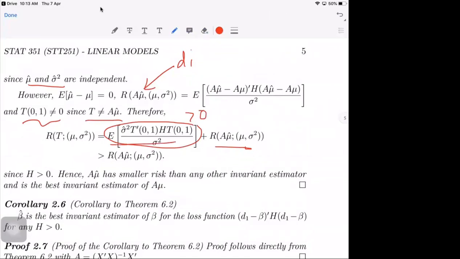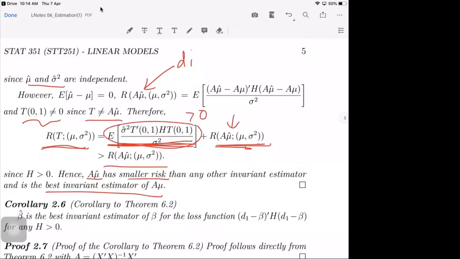So it means that equality is attained by a component which is greater than 0 and the risk associated when using A mu hat. So it means that for any competing invariant estimator, the risk associated with that is greater than the risk associated when using A mu hat. Hence, A mu hat will have a smaller risk than any other invariant estimator, and thus A mu hat will be the best invariant estimator for A mu.